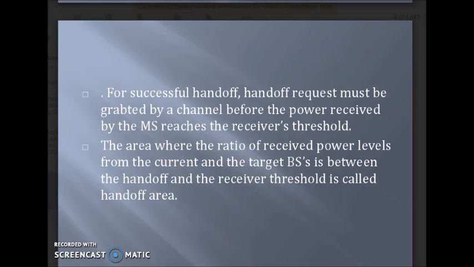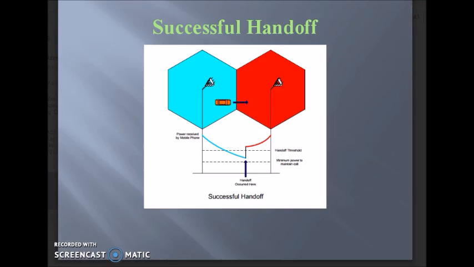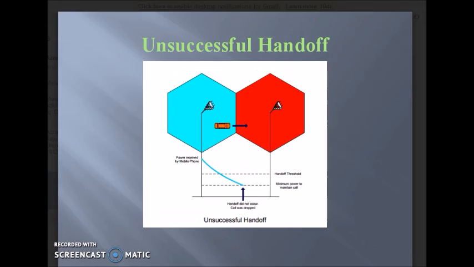For a successful handoff, the request must be tested by the channel before the power received by the MS reaches the receiving threshold. The area where the ratio of received power levels from the current and the target BS lies between the handoff and receiver thresholds is called the handoff area. This is an example of a successful handoff process, and this is an example of an unsuccessful handoff process.